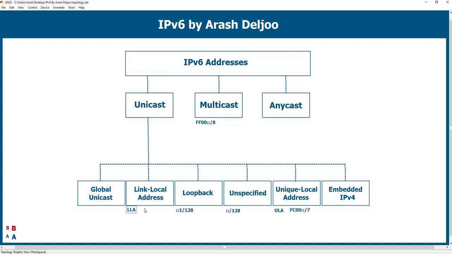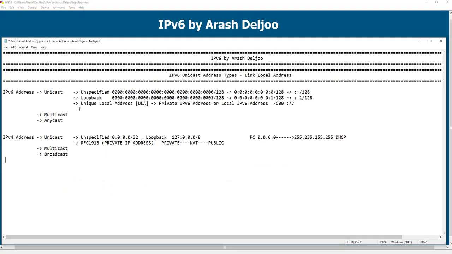Link local address is a special type of address. We can use link local address only inside of a subnet or inside of a link or inside of a segment. Let me talk more about the link local address, the new type of address that is created in IPv6. Link local means we can use this address only in a link.